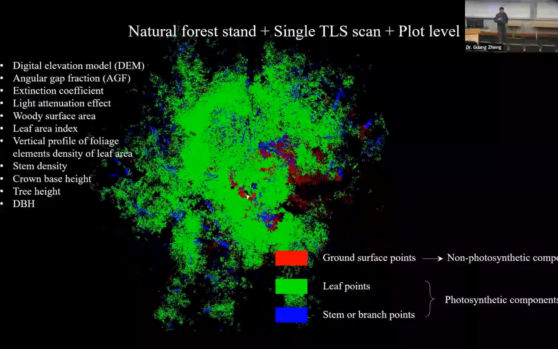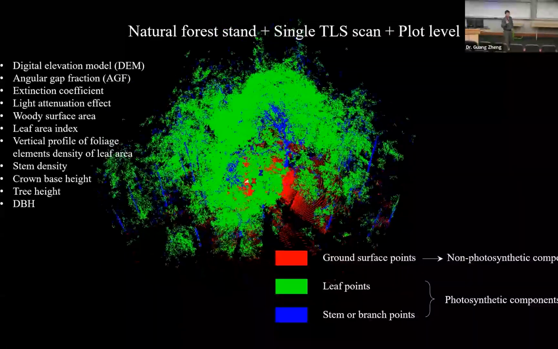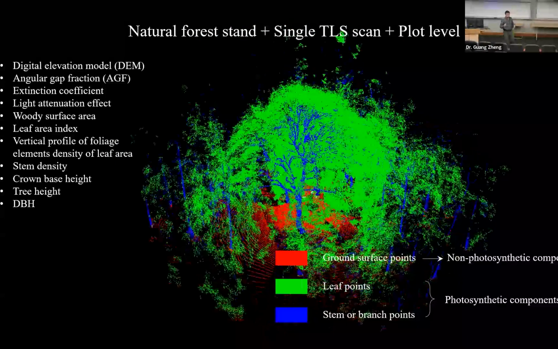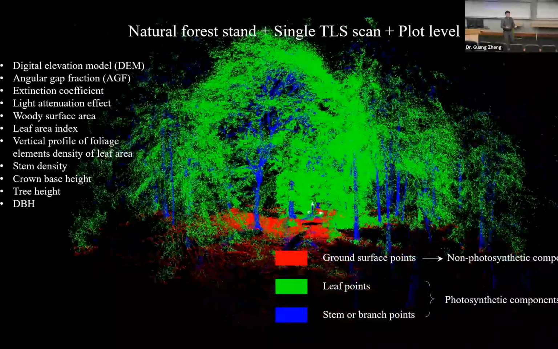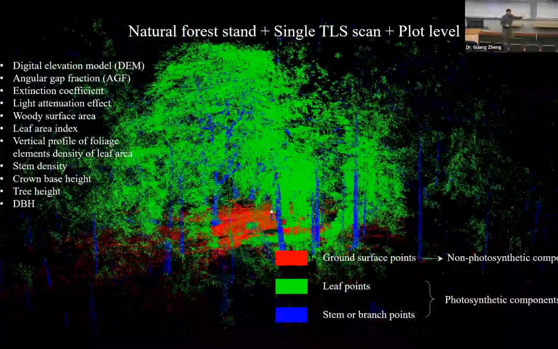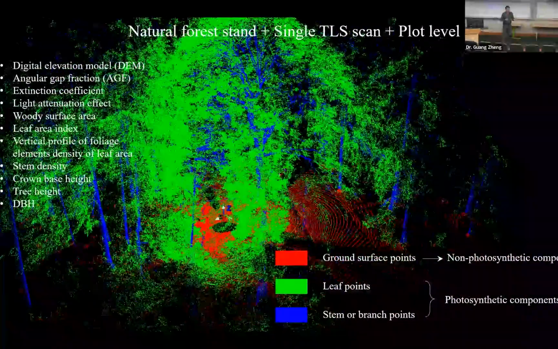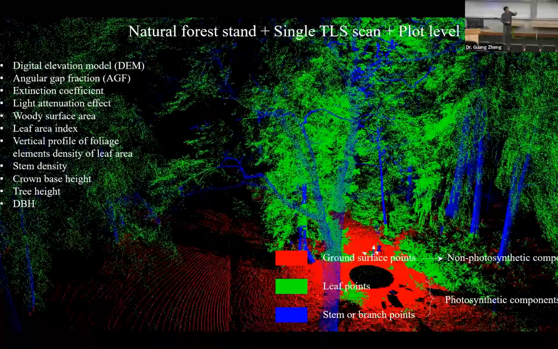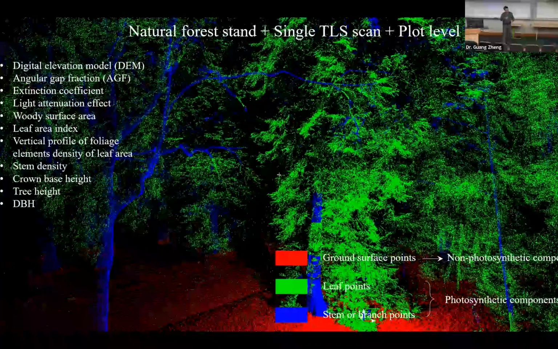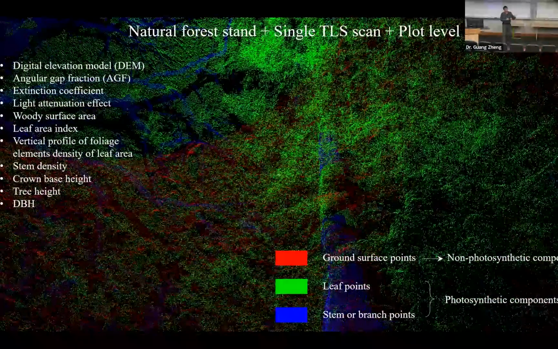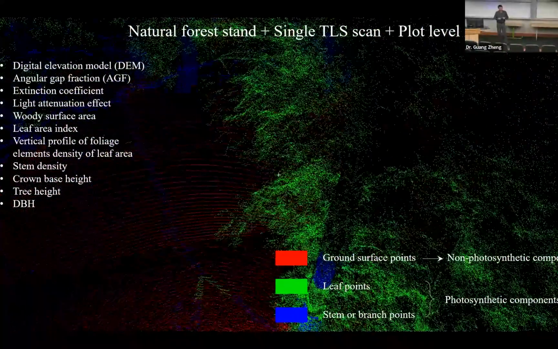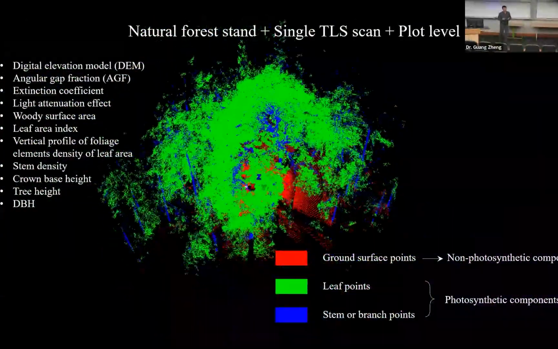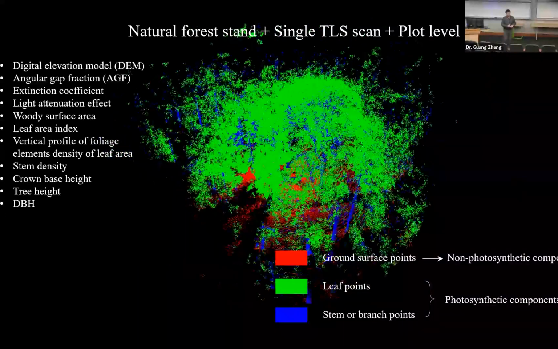Actually, the theoretical foundation of this algorithm is based on the spatial distribution patterns of the points in local areas. For example, all of the stems and the branches usually have linear features in a local region, right? But the ground surface has surface features. As for the leaves, they have random distribution patterns. So that's the theoretical foundation. We developed a pattern recognition-based algorithm to do this classification.